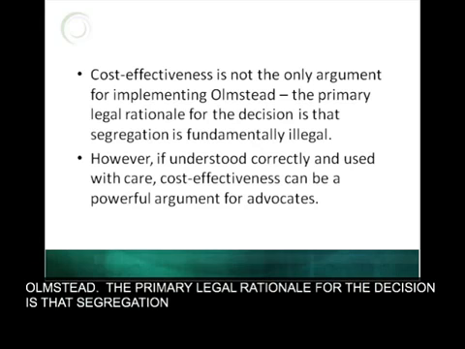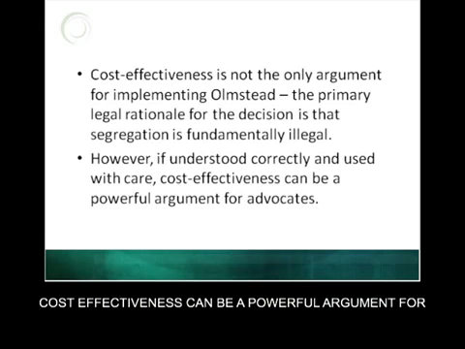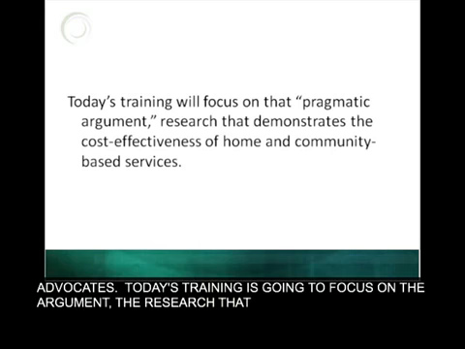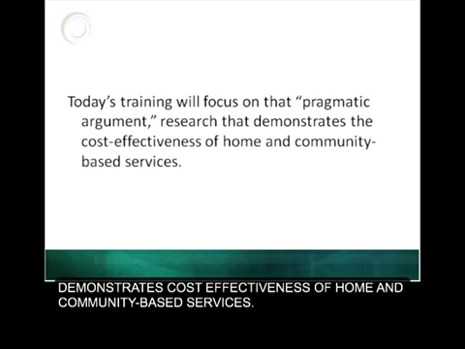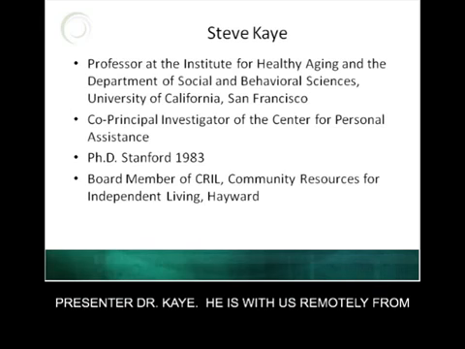Cost effectiveness is not the only argument for implementing Olmsted. The primary legal rationale for the decision is that segregation is fundamentally illegal. However, if understood correctly and used with care, cost effectiveness can be a powerful argument for advocates. So today's training is going to focus on that pragmatic argument, the research that demonstrates cost effectiveness of home and community-based services.